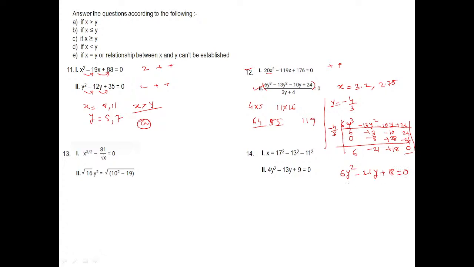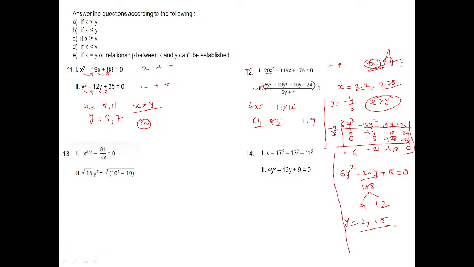Now 6 into 18 means 108. What should be the factors so that this 21 comes? That is 9 into 12, right? So the values of y are 2 and 1.5. Now the value of y is 2 and 1.5 and the value of x is 3.2 and 2.75. That means both these values of x are greater than both values of y in any possible combination, right? So x greater than y is the answer here. So what is the option? That is again option A, right? This is the answer. Now moving to next.